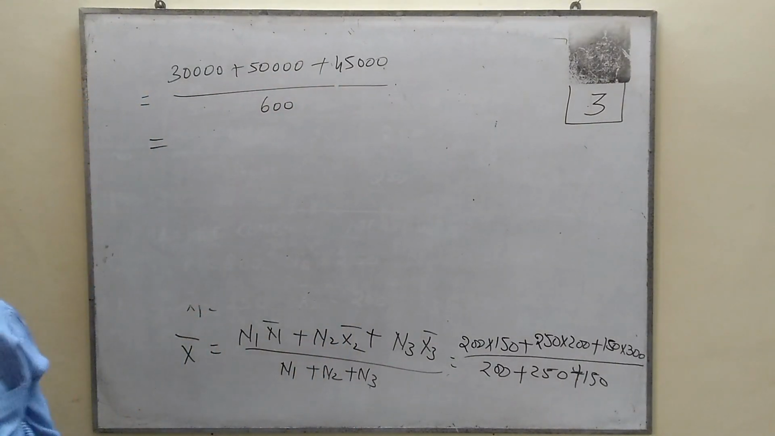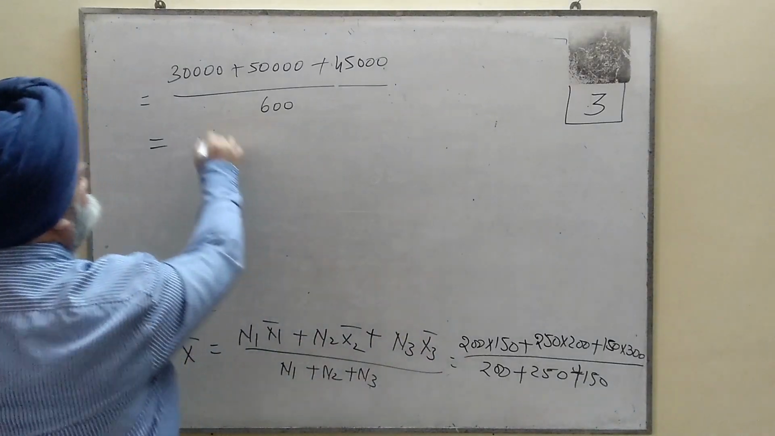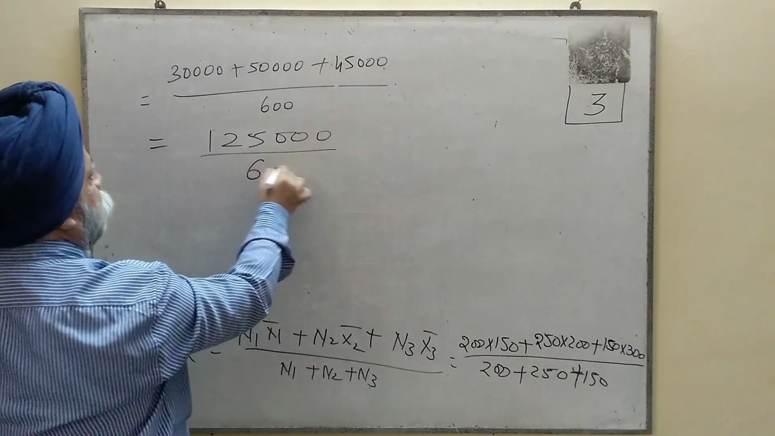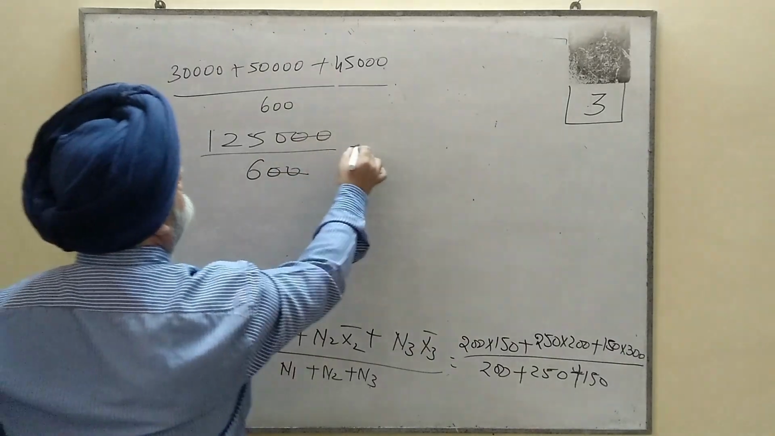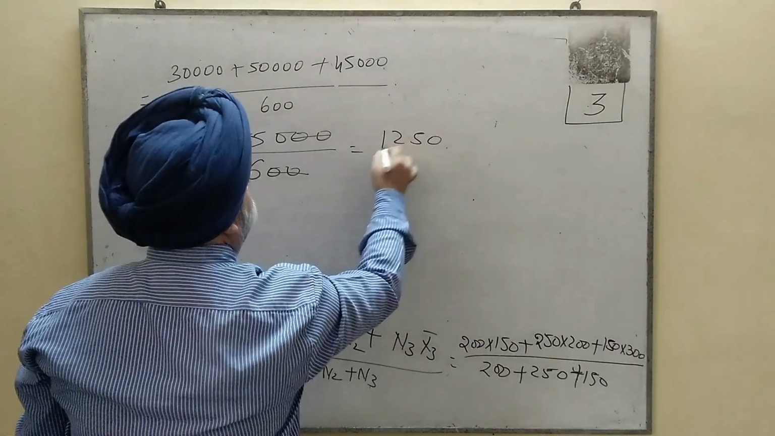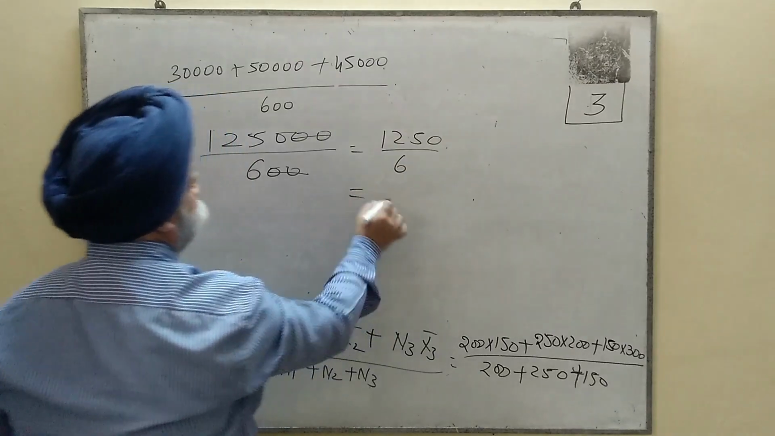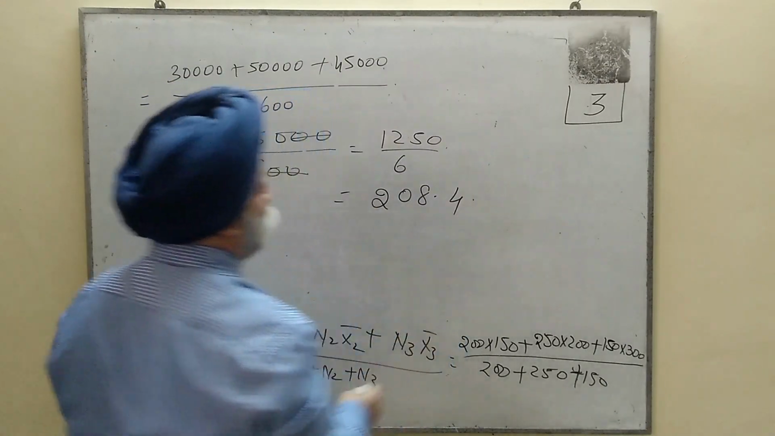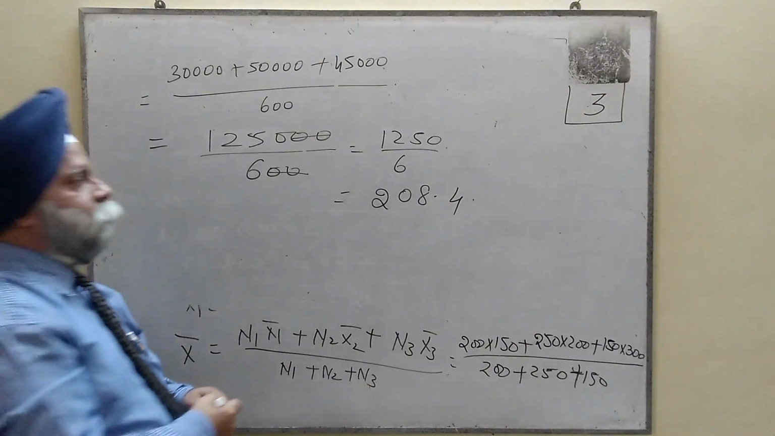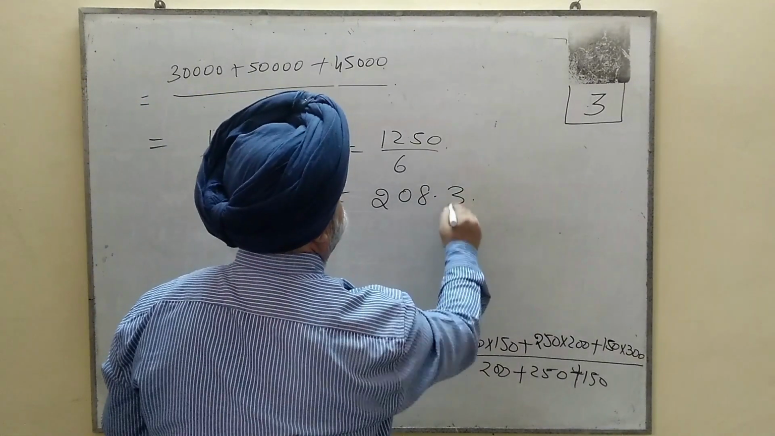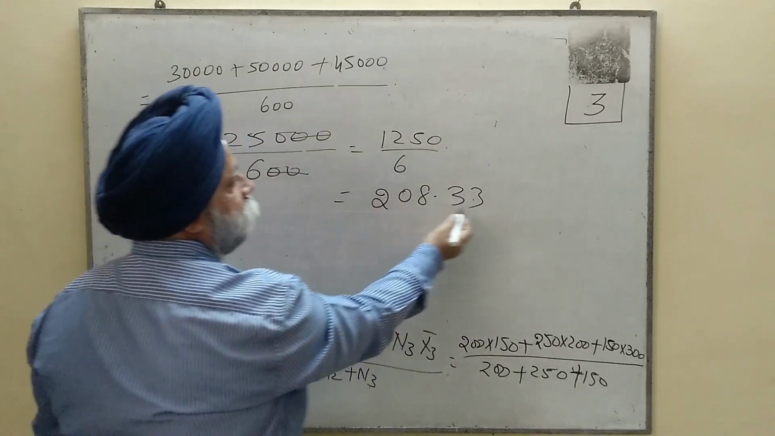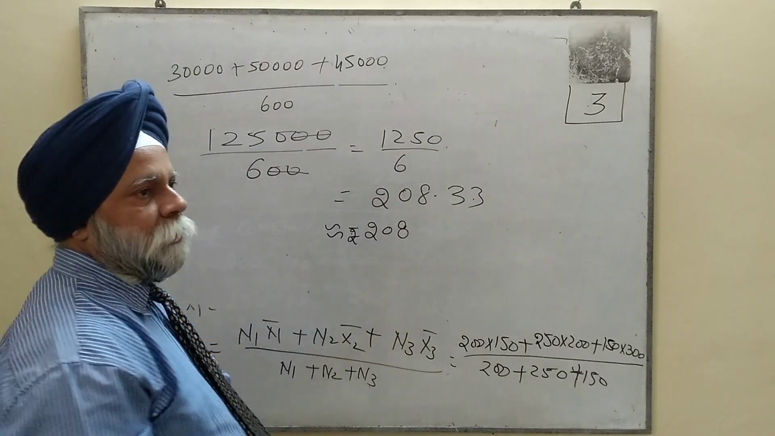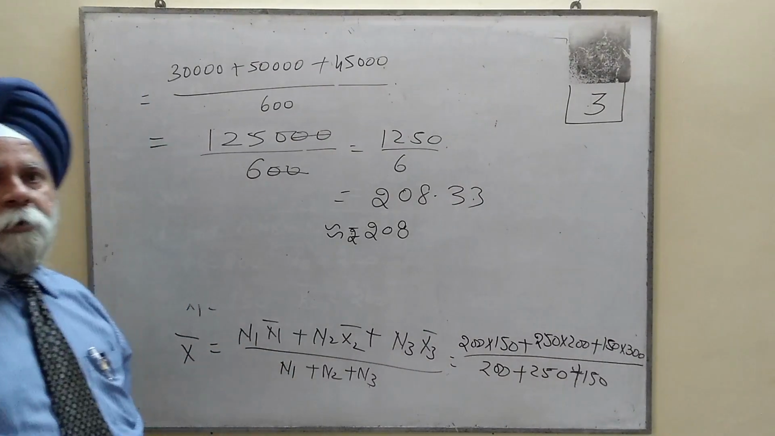We will get 125,000 divided by 600. Just cancel out, 1250 divided by 6 to 208.4. Approximately it is 208.33, or approximately it will be 208 rupees. The wages is 208 rupees.